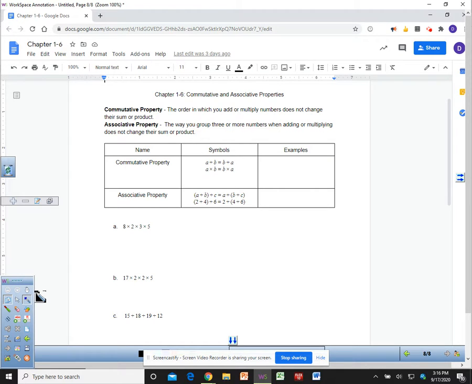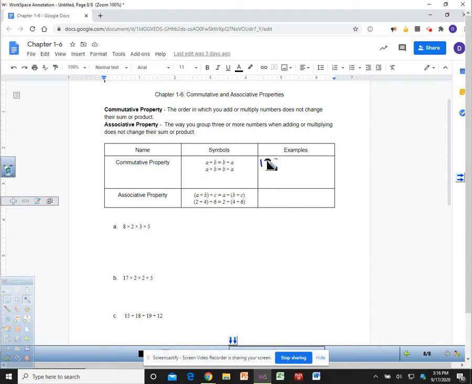Remember with the distributive property, we took something, we broke it apart, we multiplied everything, and then we added it back together. Commutative property is very similar. Same with associative property. So the commutative property says if everything is all addition or everything is all multiplication, I can rearrange it however I want.